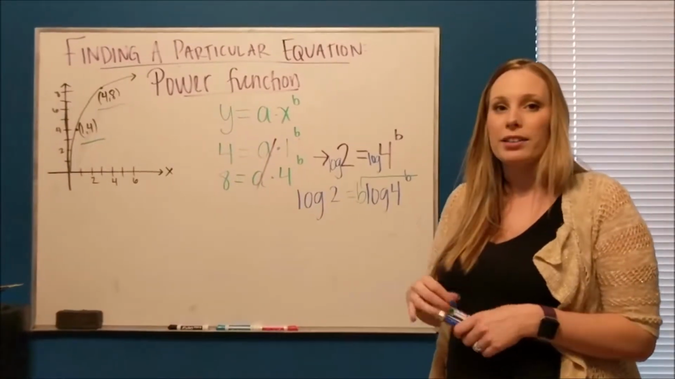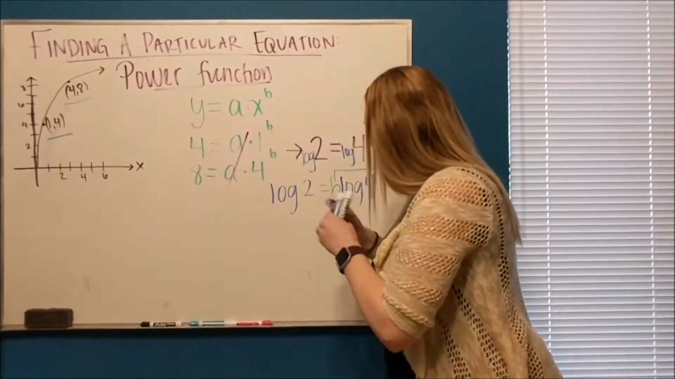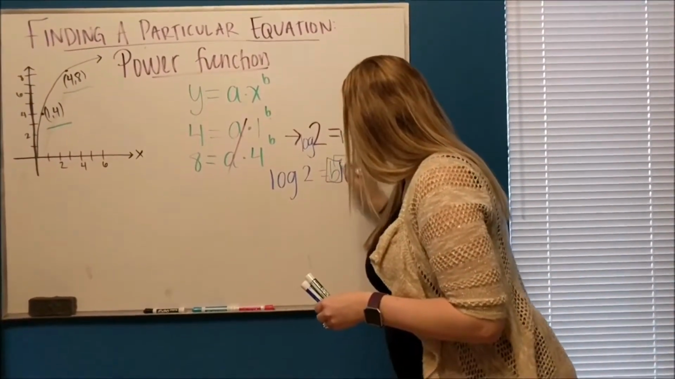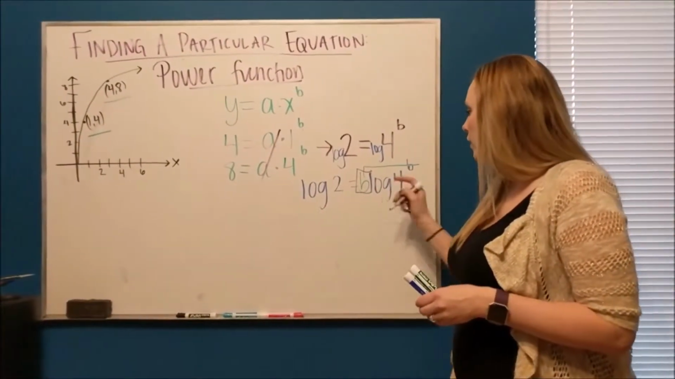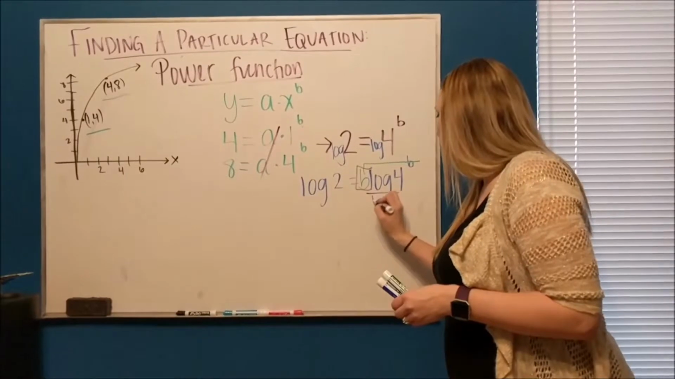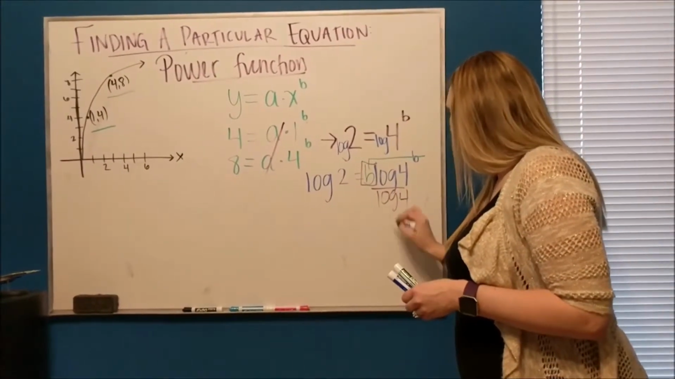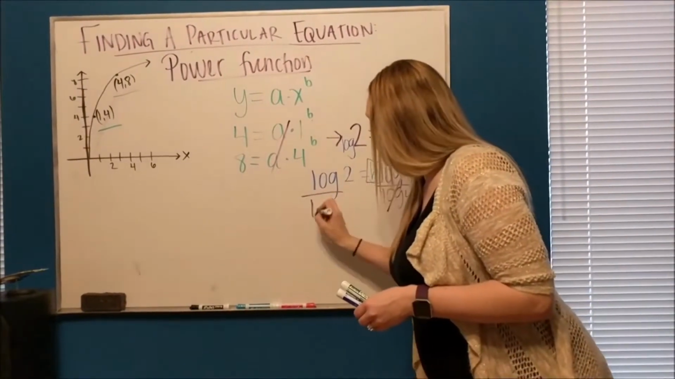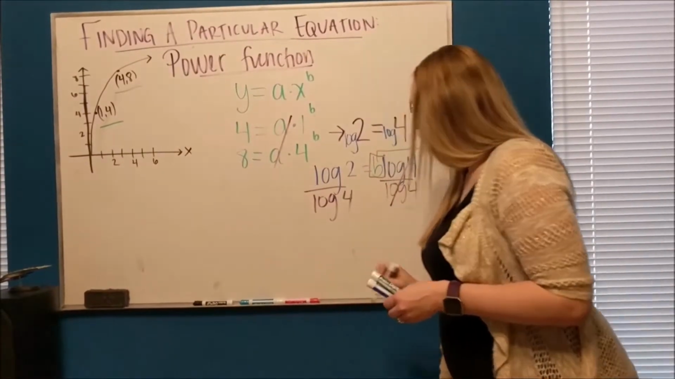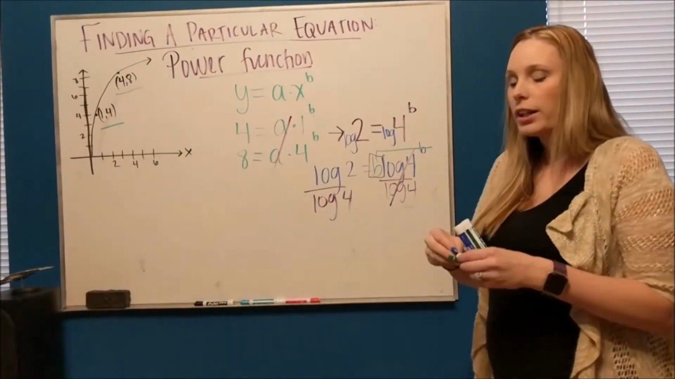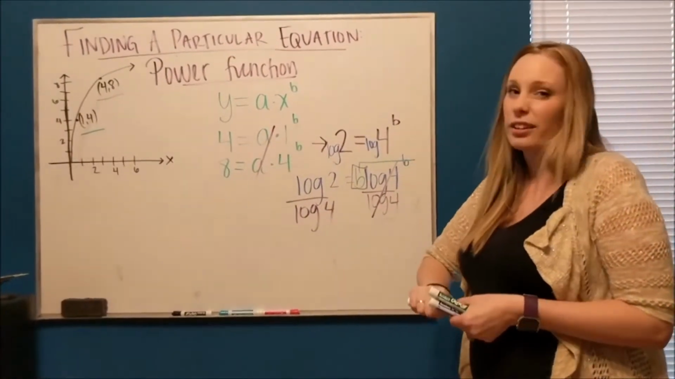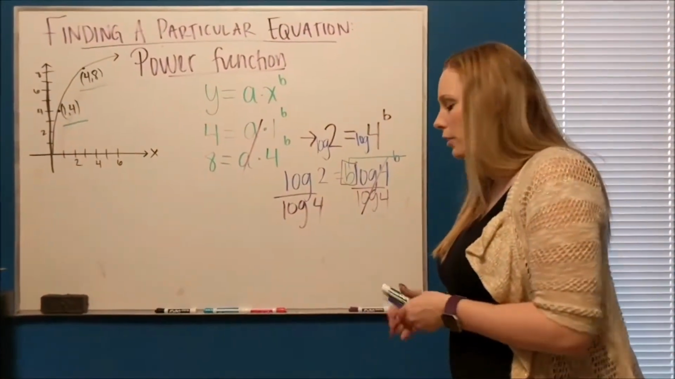Now we can get b by itself. This b is really easy to isolate. We are going to divide both sides by the log of 4. Log of 2 divided by log of 4 equals b. We got to do this in our calculator. We don't know how to do this yet without our calculator.